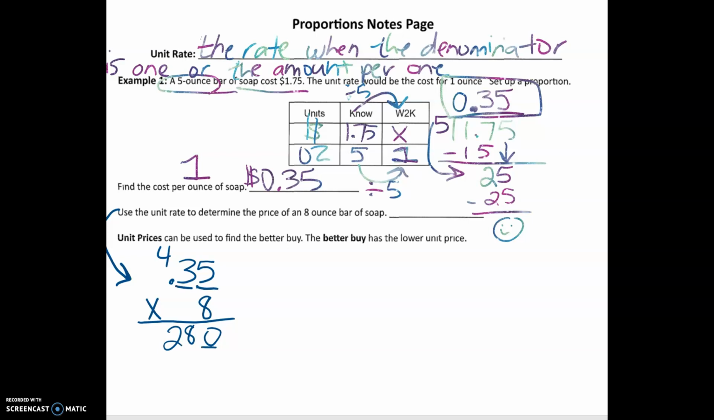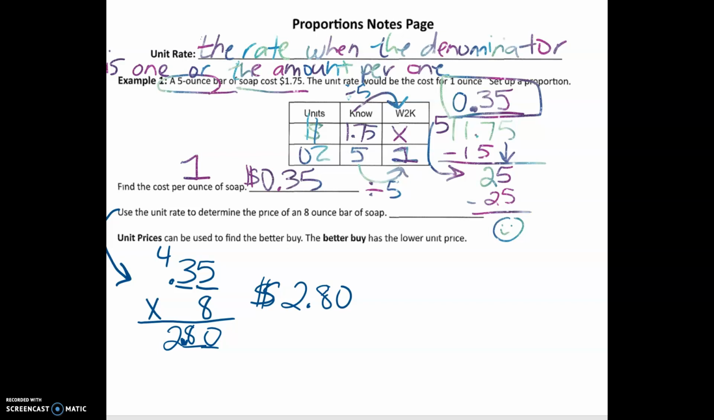We have 1, 2, so 1 and 2. I would have noticed too that 280 wouldn't have made any sense when they were only 35 cents each at 8 of them. So let's see if this answer makes more sense. This would be $2. Sorry about that, $2.80. That definitely seems to make a lot more sense.